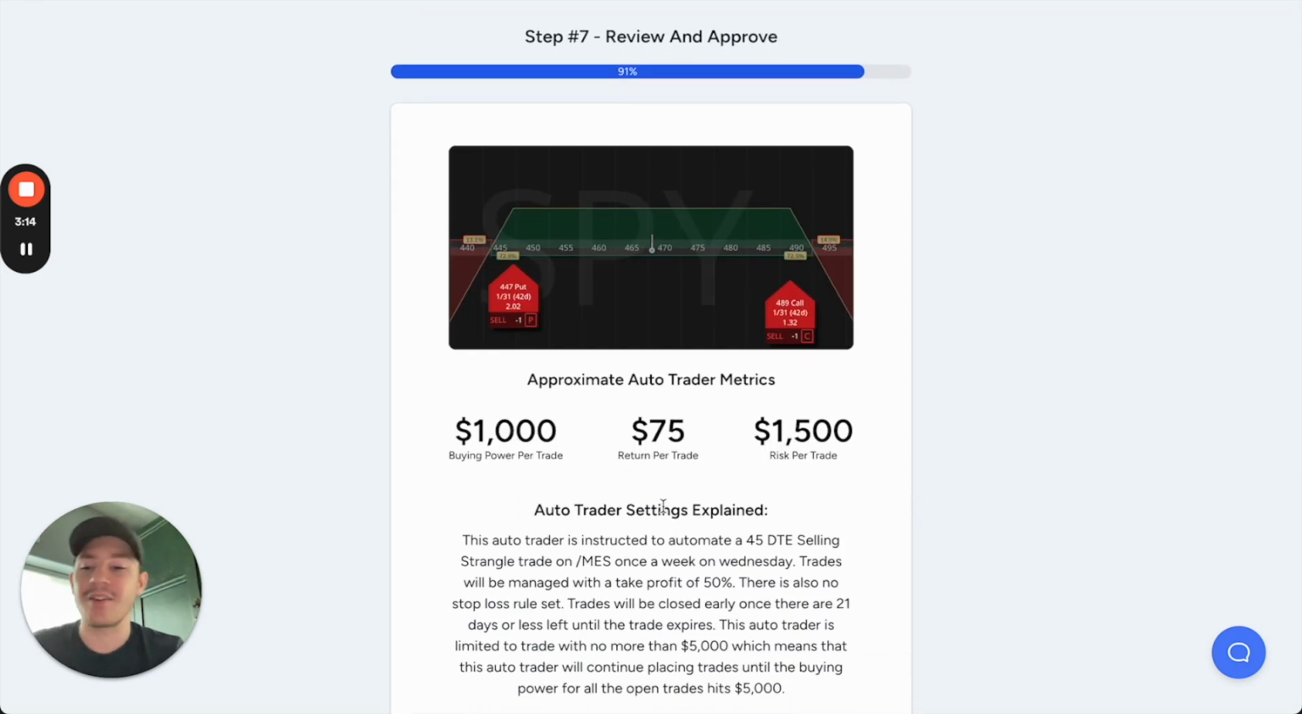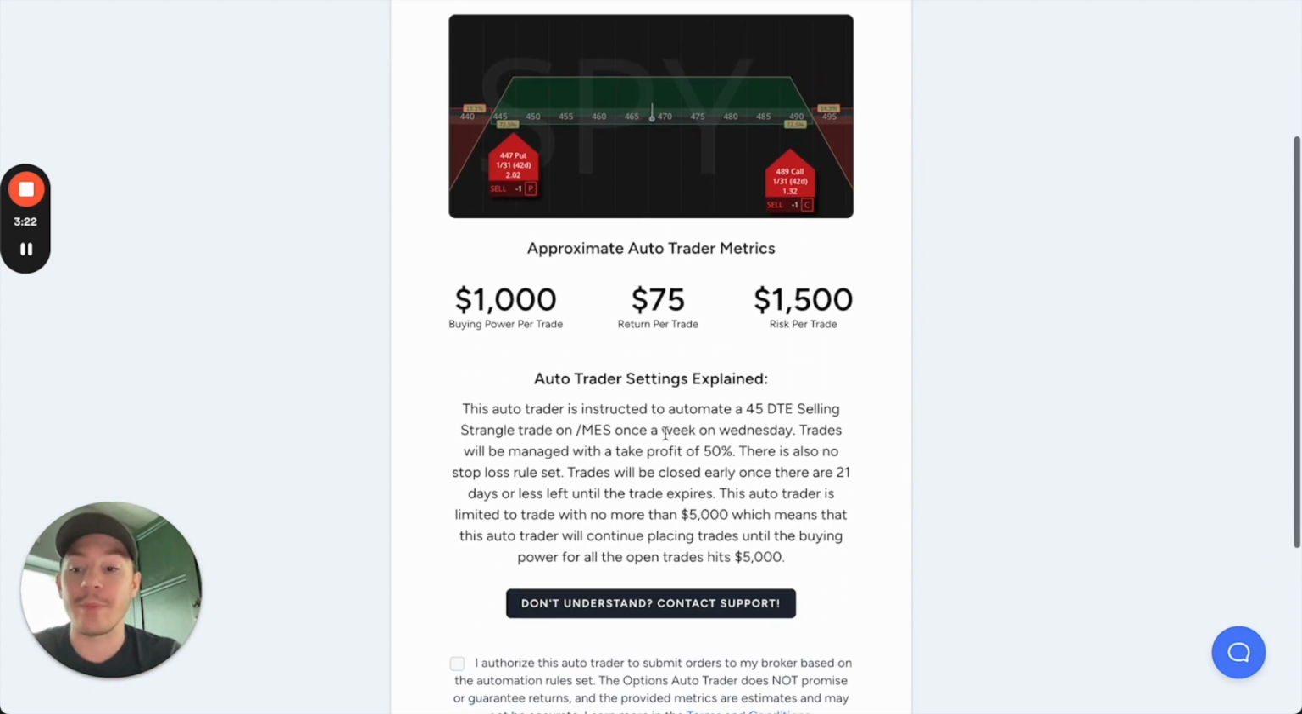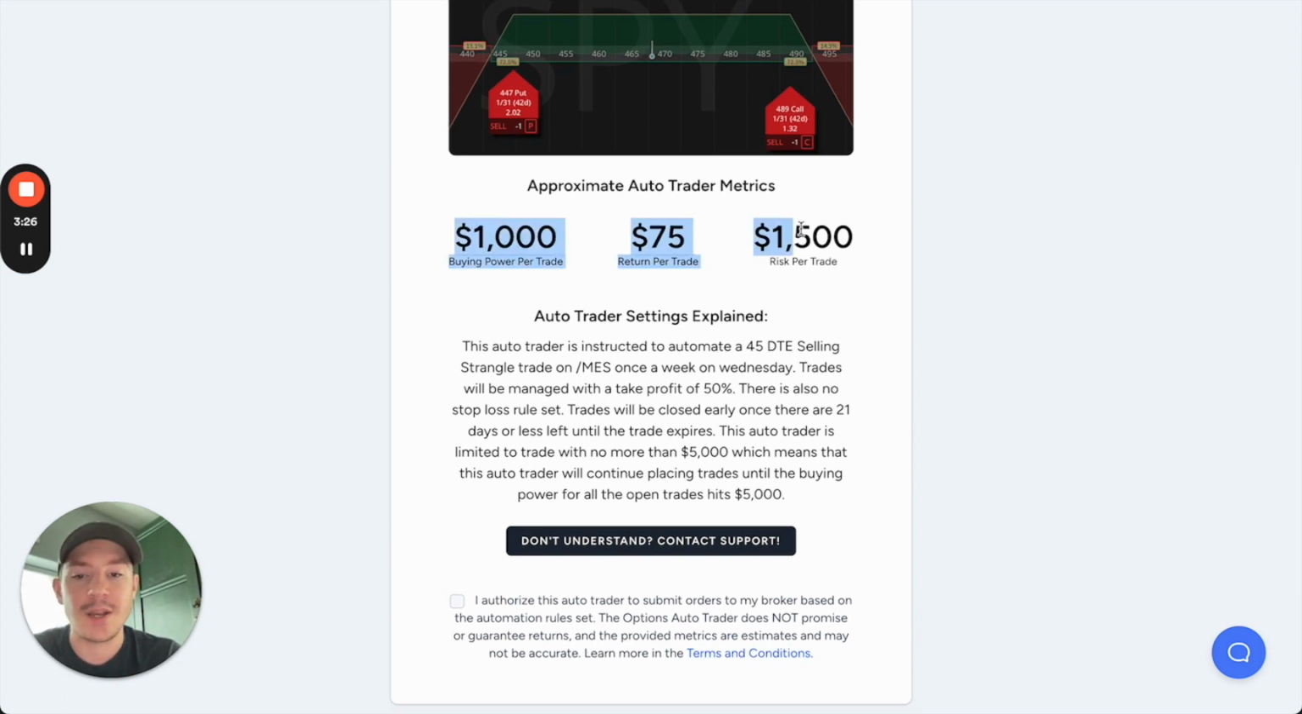So just like that, I've connected my broker, I set up my rules for a Strangle, I set up how I want it to be managed and my safeguards, and just like that, it's set up for me. It shows me my profit graph and all that amazing stuff, as well as some approximate numbers here.